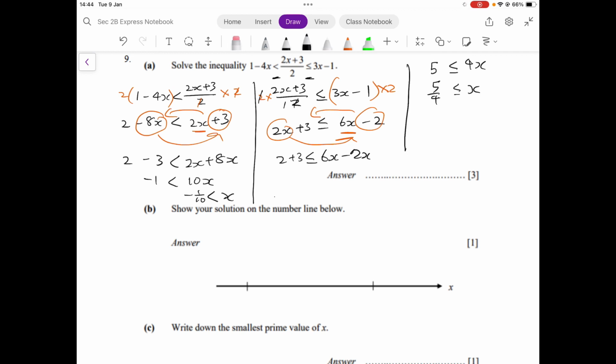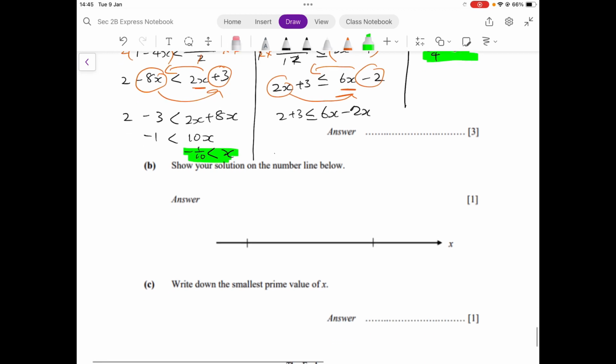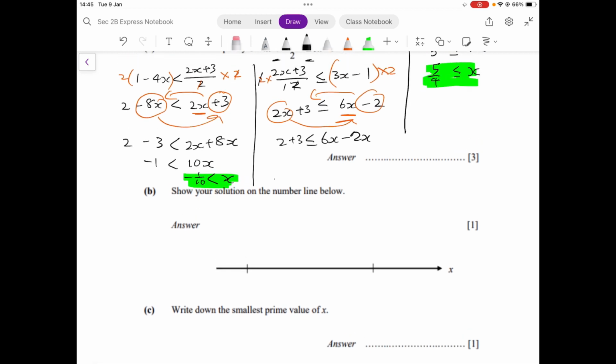Okay, so take note, because x is more than 5/4, right? This is x is more than negative 1/10. So this means if I were to draw my answer on the number line below, this is 5/4, this is negative 1/10. This is a black dot because it's more than equals. Here will be a circle because it's more than.